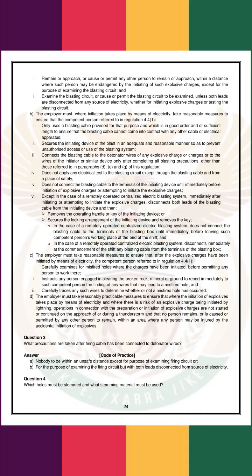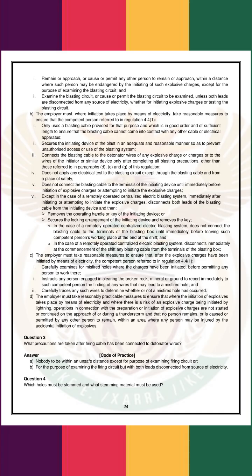The employer must take reasonably practicable measures to ensure that where the initiation of explosives takes place by means of electricity and where there is a risk of an explosive charge being initiated by lightning, operations in connection with the preparation or initiation of explosive charges are not started or continued on the approach of or during a thunderstorm, and that no person remains or is caused or permitted by any other person to remain within an area where any person may be injured by the accidental initiation of explosives.